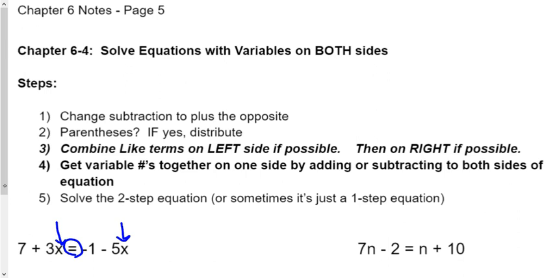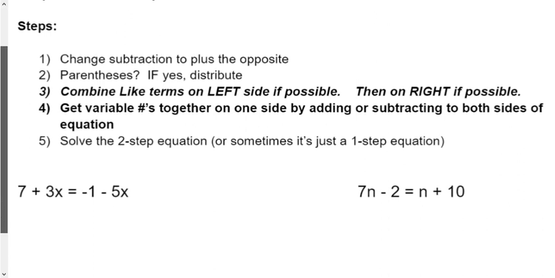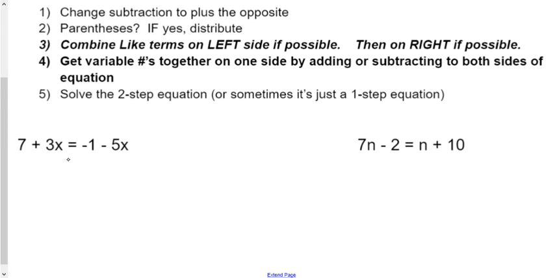Okay? So let's clear the screen. Let's take a look at the steps and let's see what we can do with this very first equation right here. How to solve equations with variables on both sides. Well, change subtraction to plus the opposite. That's the same thing we're always used to doing. This is a negative here. This right here, we need to make it into plus the opposite. Same thing we always have. Are there parentheses? If there were, we would distribute. There's not. Now it says combine like terms on the left side if possible.